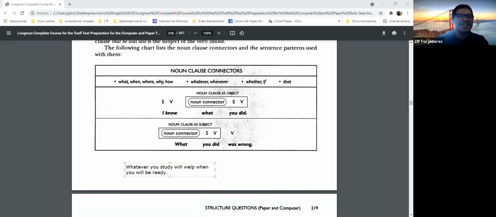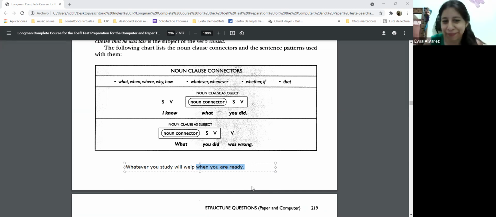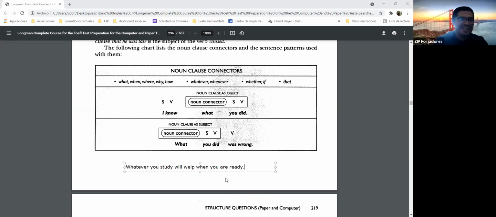Okay, so in this case, it's not the typical sentence, but also you can do it. Why? Because I have a subject noun clause, whatever you study, and the object of the sentence, also a noun clause, when you will be ready. You understand? Or when you were ready, when you are ready. In Spanish, the translation would be lo que sea que tú estudies ayudará cuando estés listo. So it's just a sentence with three clauses.